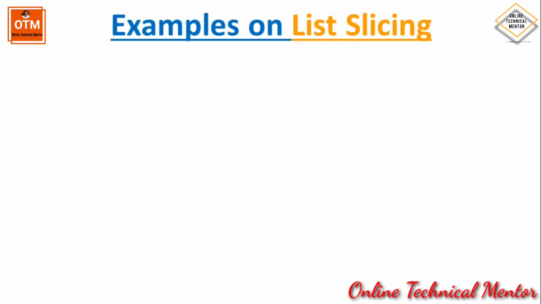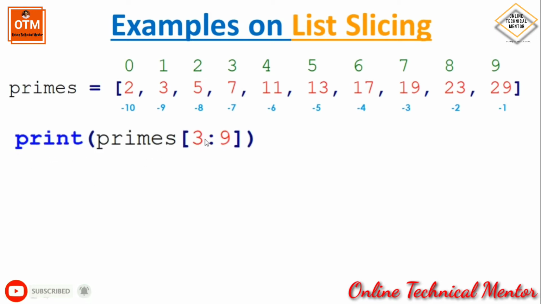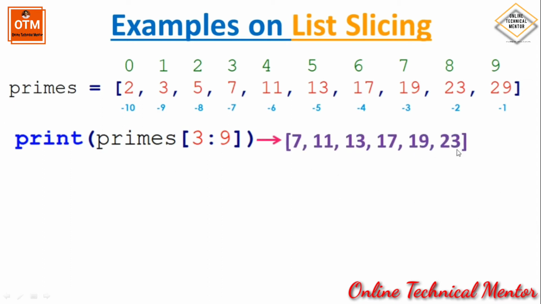Let me show you more operations on list slicing. So let's take the same example for list slicing. So this is the given list of prime numbers. Now if I write primes 3:9 within third bracket, and if I print it, it will give 7 to 23. Look, this is the start position. That means it will extract from the index 3, that is from 7, and it will extract just before index 9, that is up to 23. That means the stop index is not included. It stopped before the specified stop index. So it will extract from 7 to 23.